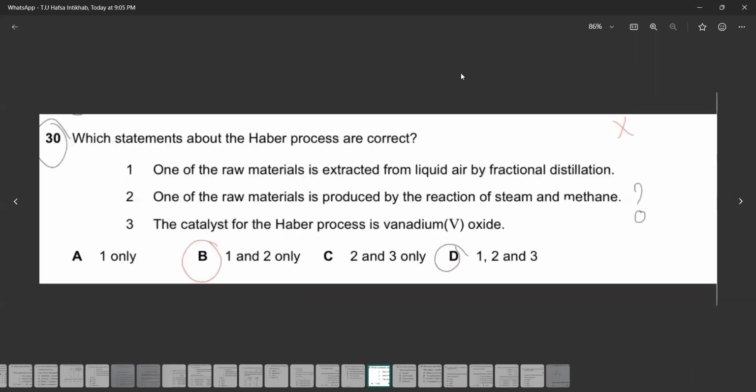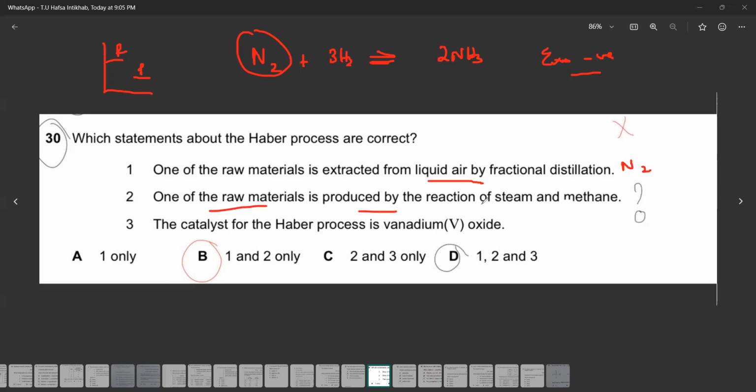Which statements about the Haber process are correct? So what is the Haber process? It's the manufacture of ammonia, when one molecule of nitrogen combines with three molecules of hydrogen to give off ammonia. And the forward reaction is exothermic. So reactants have high energy and the product will have low energy. One of the raw materials is extracted from liquid air by fractional distillation. That's true, they're talking about nitrogen. Nitrogen is extracted by the fractional distillation of liquid air.